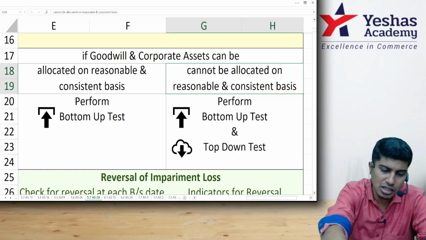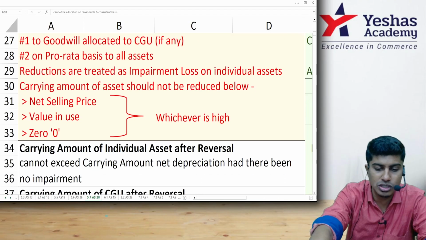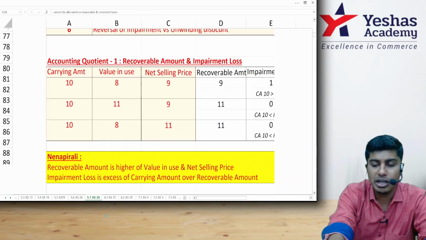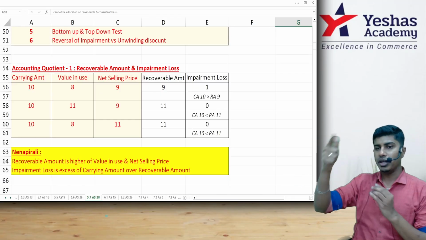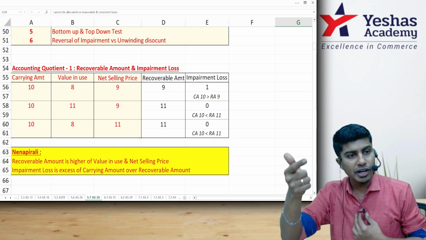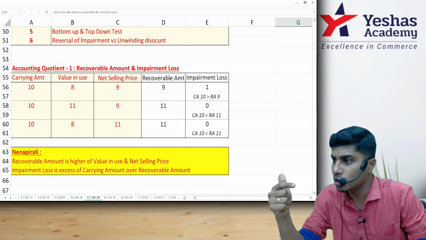Now the next point is, what do we do with this impairment loss? Where should it be sent? Impairment loss should be reduced from the cost of the asset and should be charged to P&L.